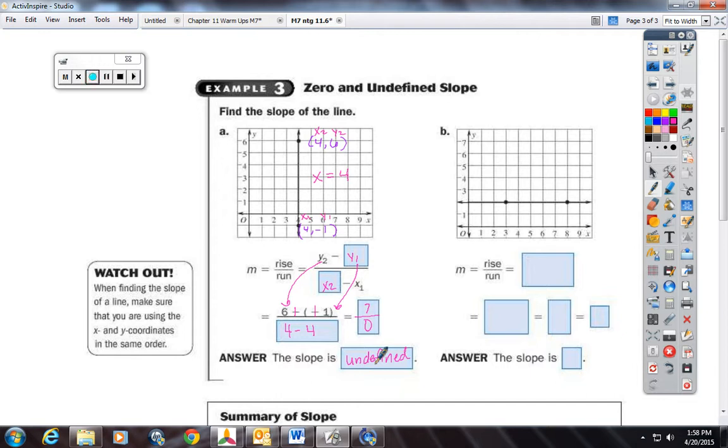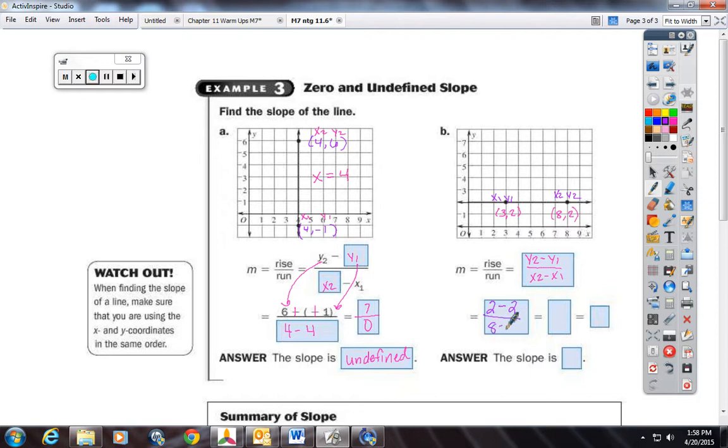So can I label these 2 points? Yes. This point would be 3, 2, and this point would be 8, 2. Okay, our formula is still y2 minus y1 over x2 minus x1. I'll go back and label: here's x1, y1, x2, y2. So I would say this is 2 minus 2 over 8 minus 3. What's 2 minus 2? What's 8 minus 3?